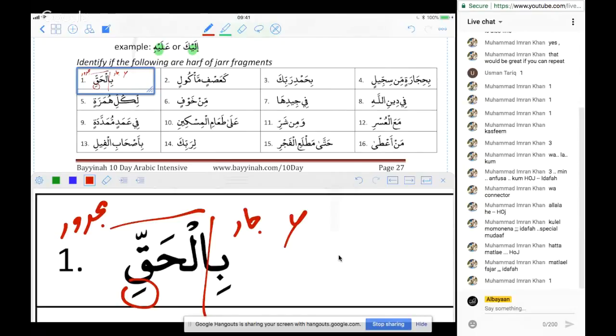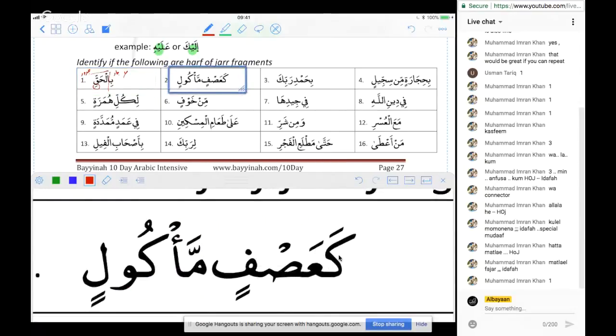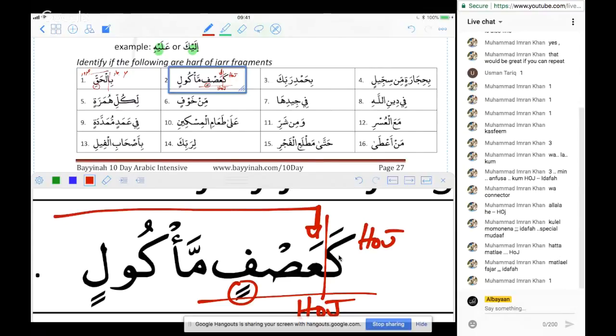For example, the next one is ka'asfim ma'kul. We just did that, right? We said kaf is a harf of jar, and asfin is in jar state. The entire part was in jar, and then we took this asfin part all the way to here, did the four properties, and found that this was mawsuf sifa. Do the full analysis instead of just a part analysis.